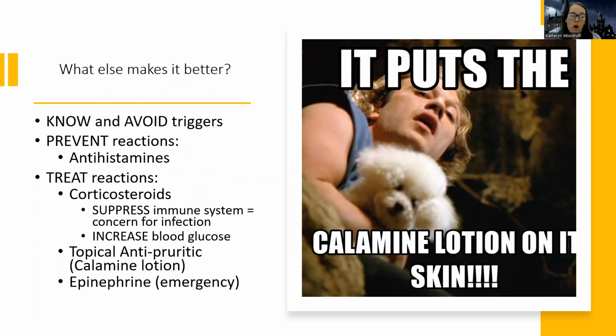If I know my triggers, or if I can take medications before I'm exposed to it, that's great. But let's say I've already been exposed and can't do anything about it, then I can do things like steroids, which help suppress my immune system. The thing we always worry about with steroids is that there's a concern for infection. Steroids are great at decreasing inflammation and suppressing the immune system, but they can increase my risk for infection, and they also increase my blood glucose. So I have to be careful with patients that are diabetic.